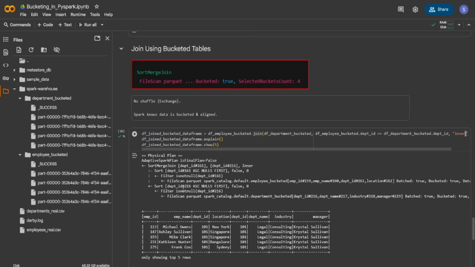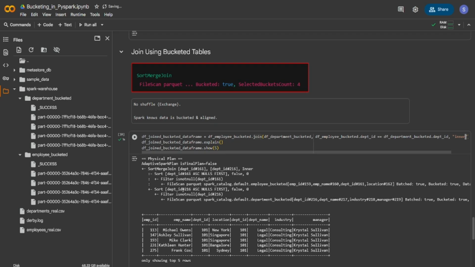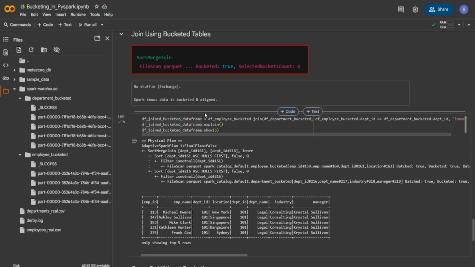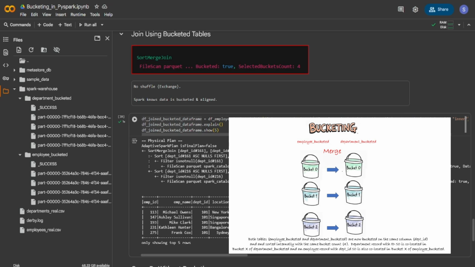So now you can see the shuffle exchange is gone. The costly exchange hash partitioning step is absent in the physical plan. Spark recognizes that the tables are pre-bucketed on the join key, allowing it to perform the join by pairing the bucket files. For example, bucket 0 from employee bucketed joins with bucket 0 from department bucketed, and bucket 1 from employee bucketed joins with bucket 1 from department bucketed, etc.